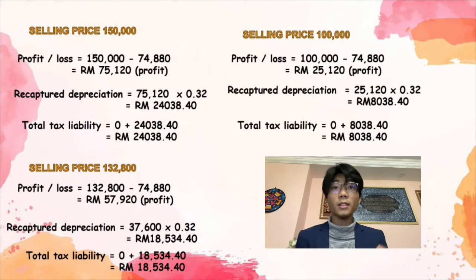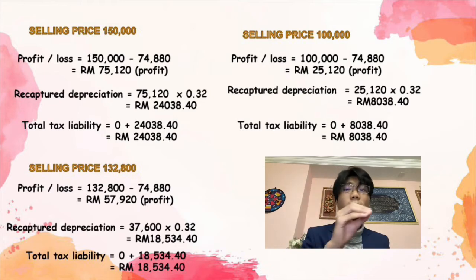The next are the selling prices of 150,000, 100,000, and 132,800. Now these are all the total tax liabilities that you can see on the screen.